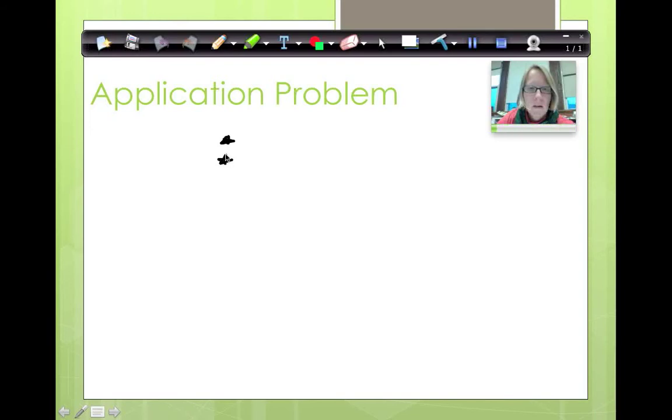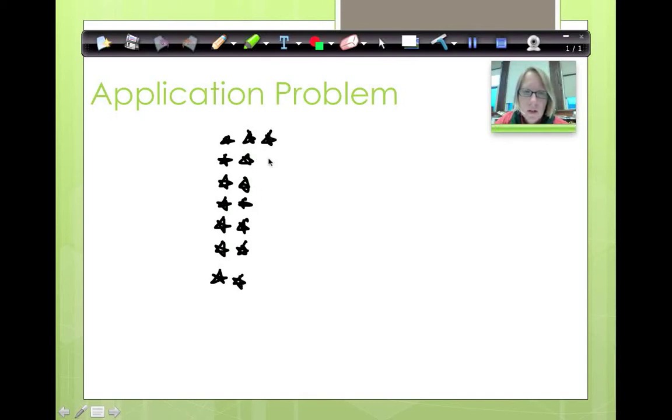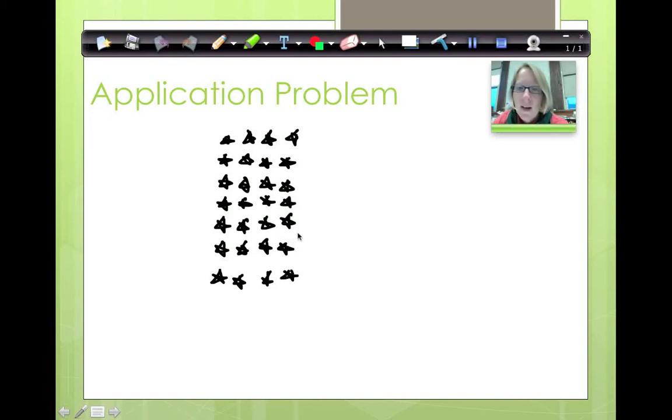So 1, 2, 3, 4, 5, 6, 7. How many stars in each row? Well, there's 4 stars in each row. Okay, so 1. Let's go this way. Now we got all the 2s. This should look really familiar. When you see this, what is popping into your brain? I hope that you are seeing that this is an array, and we've done this before, right? Okay, so 7 rows of stars, and there's 4 in each row. How many stars did she draw?